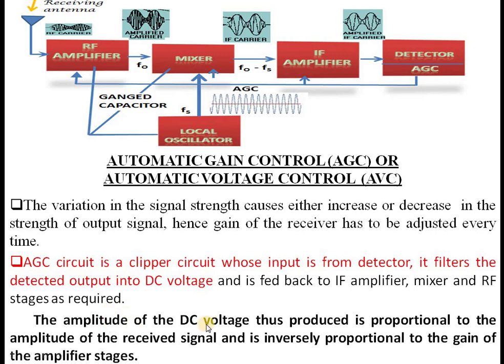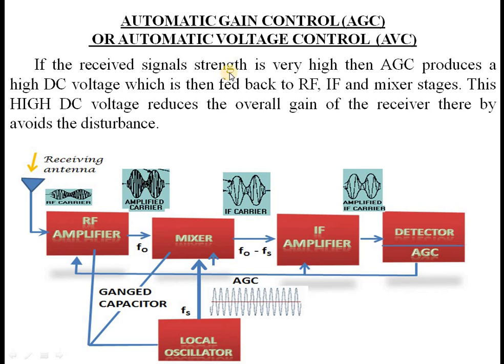The amplitude of this DC voltage is proportional to the amplitude of the received signal, but is inversely proportional to the gain of the amplifier stages. This is the major twist in this AGC. That is, if the received signal strength is very high, then the DC voltage produced is also high because it is proportional to the received signal strength. But this is given as a feedback, and amplifier feedbacks are negative feedbacks. Because of this negative feedback, it is inversely proportional to the gain. So a high voltage is given which reduces the gain of the amplifier stages.